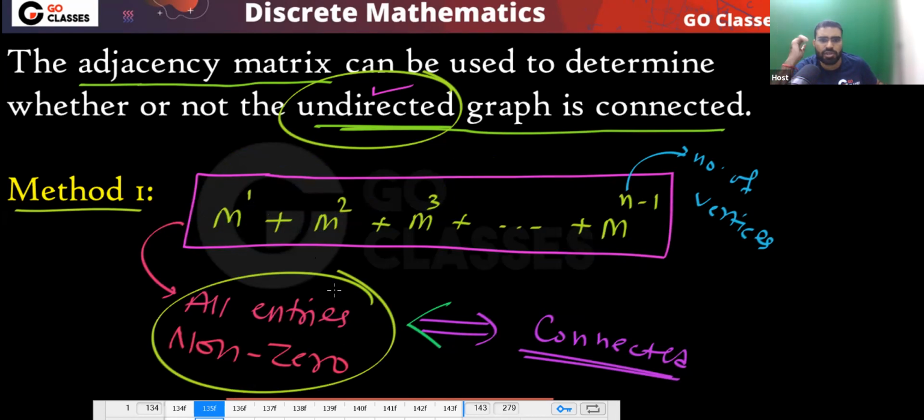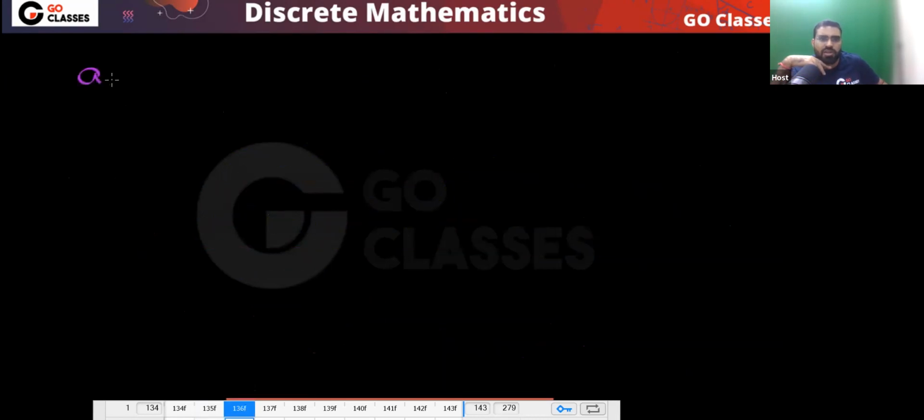But let me ask you one simple question. In this method 1, for this graph, how can the diagonal entries be non-zero? Look at this graph. How will the diagonal entries be non-zero?